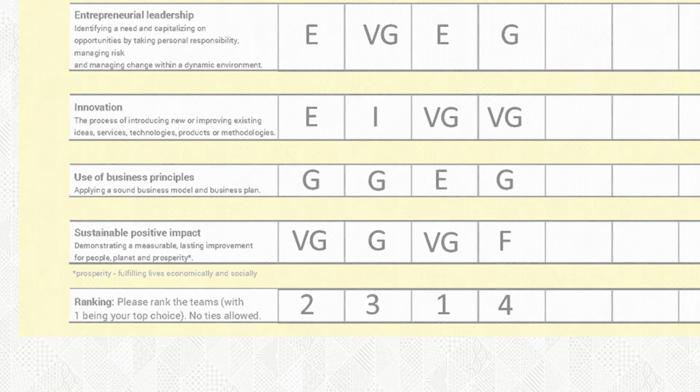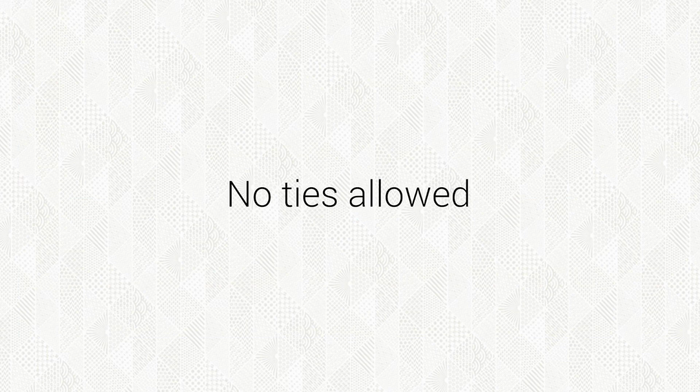It is essential that each team receive a different ranking, as no ties are allowed. It's very important that judges, league coordinators, and Enactus staff members not discuss results before or during the voting process. The ranking of teams is an individual decision.